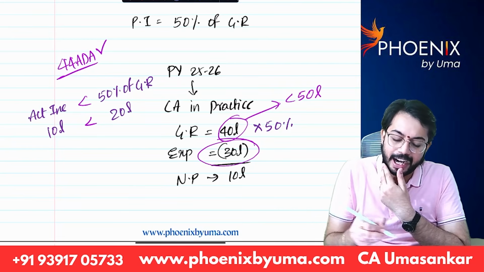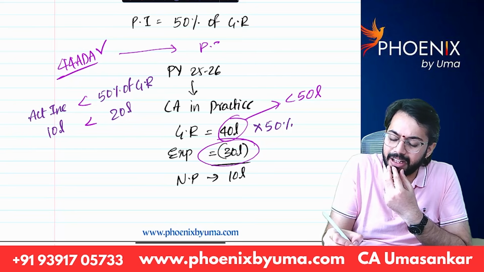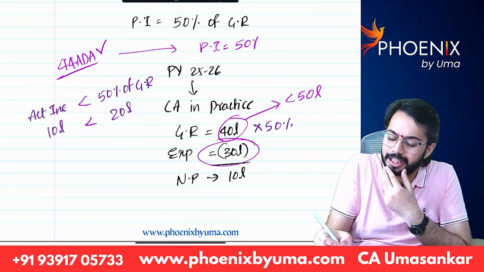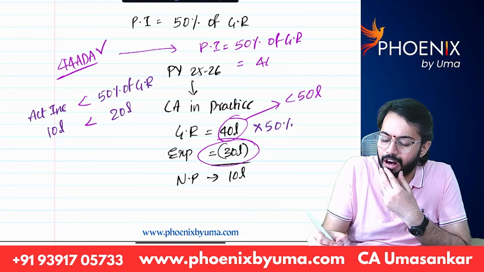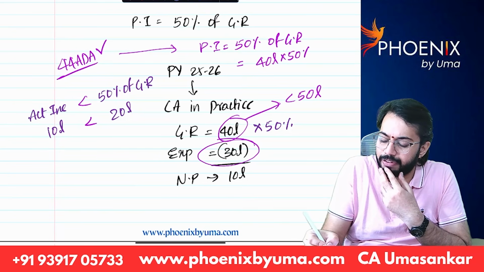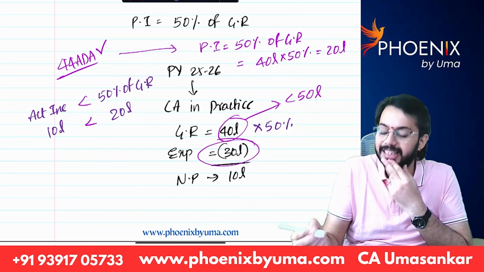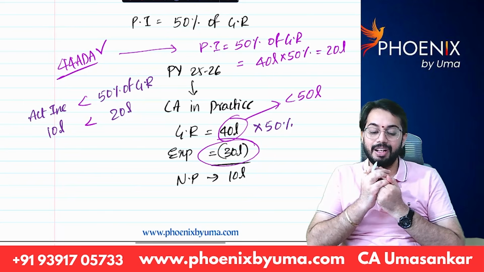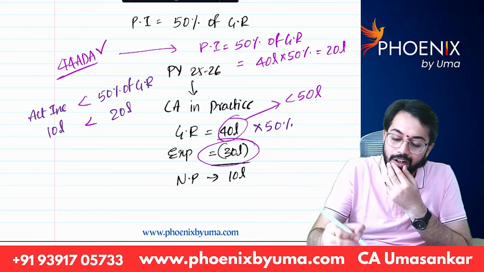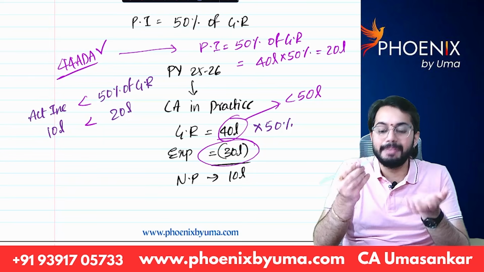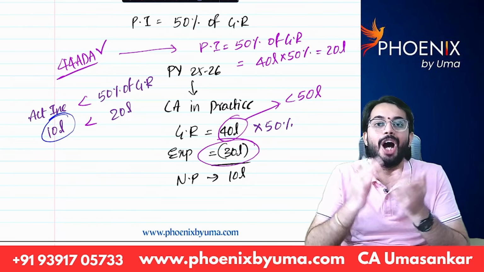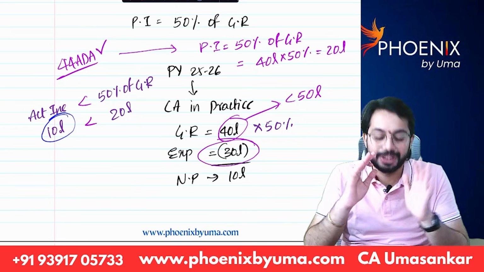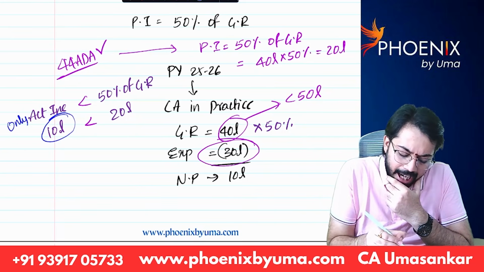But if 44ADA is chosen, presumptive income is equal to 50% of gross receipts. Now, 50% of gross receipts means 40 lakhs into 50%, which is 20 lakhs, correct? Now, the thing is, my income is only 10 lakhs. How can I show 20 lakhs as income? How can I pay tax on 20 lakhs? So, I will disclose only actual income.